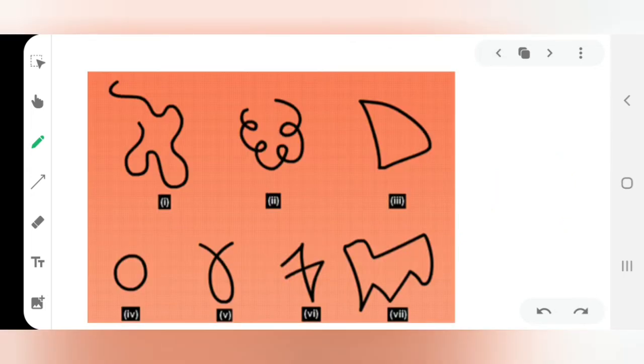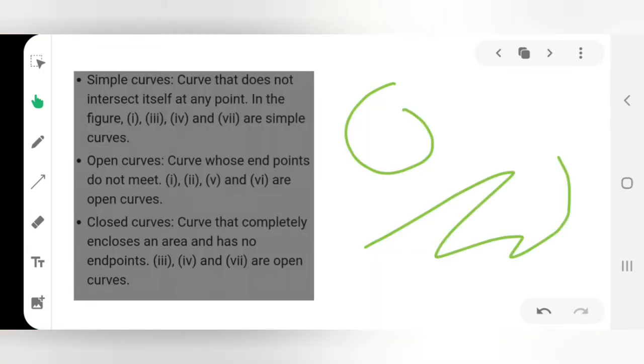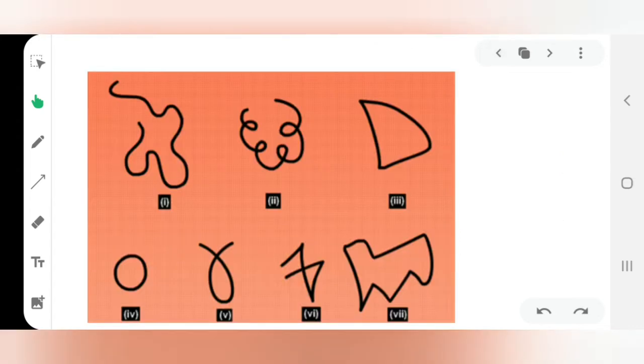So in this figure, which are the curves that are not intersecting themselves? See, this is the first. Is this curve intersecting itself? No. So it is a simple curve. In the second part, this curve is intersecting at this point, and at this point also. So it is not a simple curve. Is this a simple curve or not? It is also not intersecting. It is just meeting at one point.